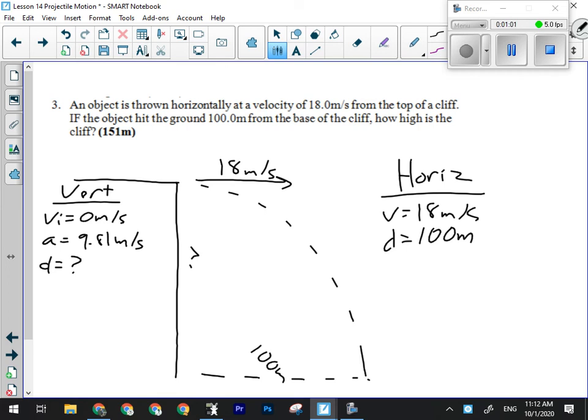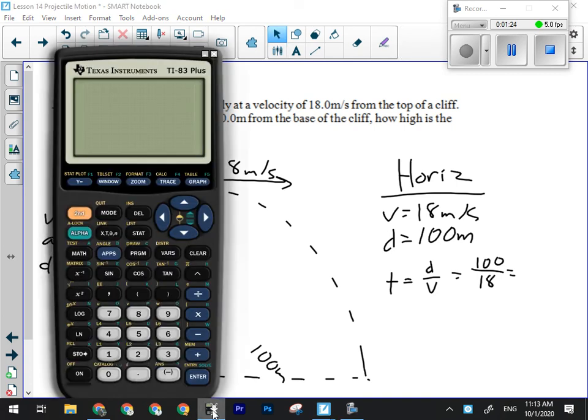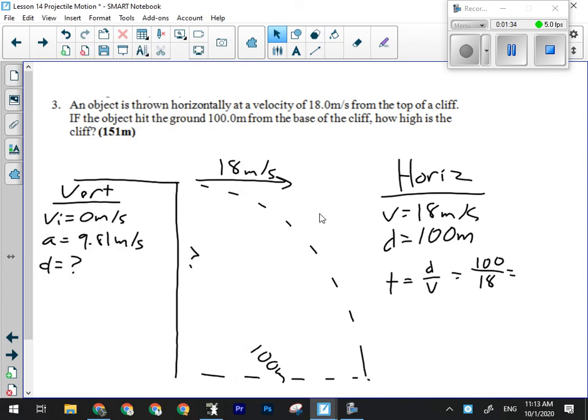What can I find right now that will help me get vertical D? Time, yeah. So we've got V equals D over T here, so T equals D over V, and so that's going to be 100 over 18. That will give us our time. Our time is 5.5 repeating seconds. We can bring that over because it's the one thing that applies to both sides.